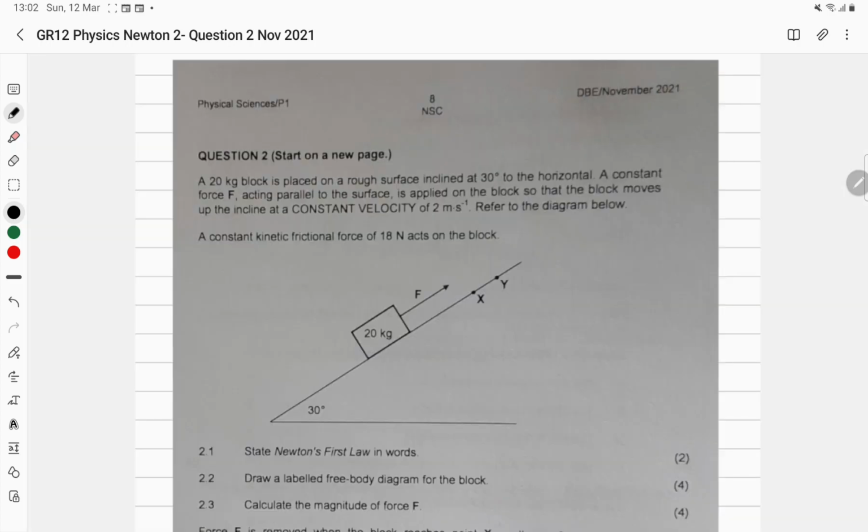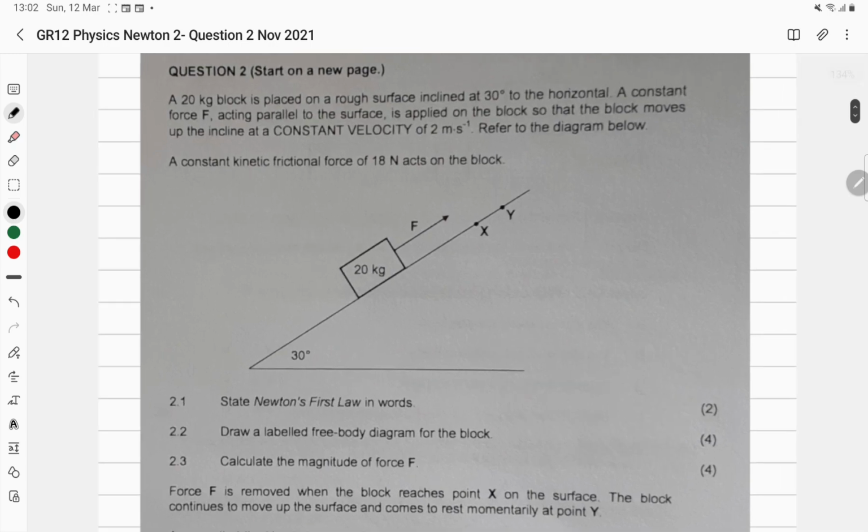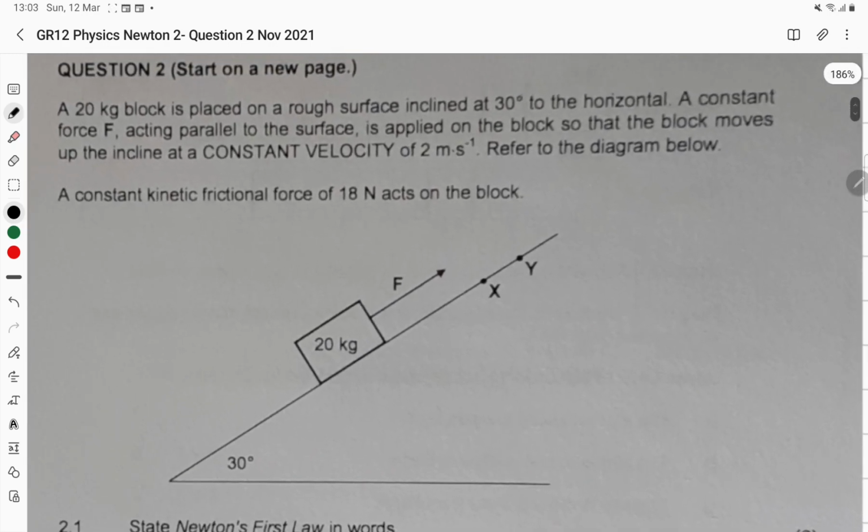So the question reads, we have a 20 kg block placed on a rough surface, meaning we have friction, at an incline to the horizontal. A constant force F, acting parallel to the surface and going uphill, is applied to the block so the block moves up the incline at a constant velocity, which immediately means F net is 0 because a is 0. The velocity uphill is 2 meters per second.